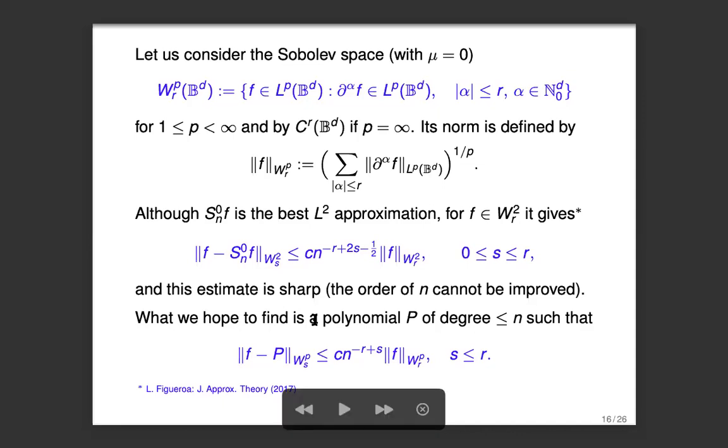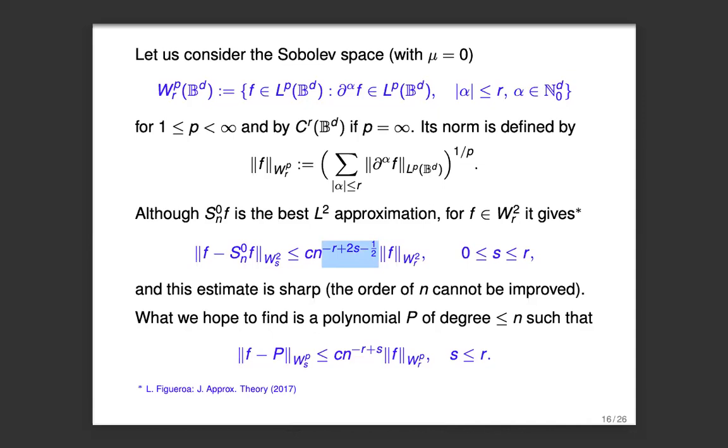What we hope to find is another polynomial P of degree less than n such that this holds. So you look at the Sobolev derivative of order S, you want the bounded norm, you want negative R plus S. So you still need this thing. But what we have from L2 is that. So clearly now we should switch to the Sobolev derivative norm. But let me now explain the problem coming from PDE.